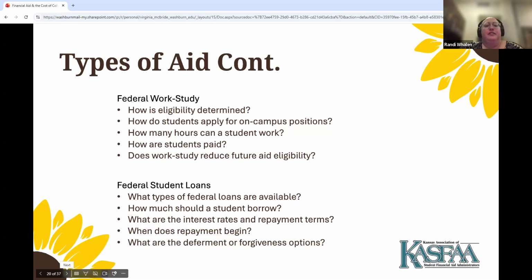Federal student loans. What types of federal loans are available? How much should a student borrow? What are the interest rates and repayment terms? When does repayment begin? What are the deferment or forgiveness options? These are important questions to ask.